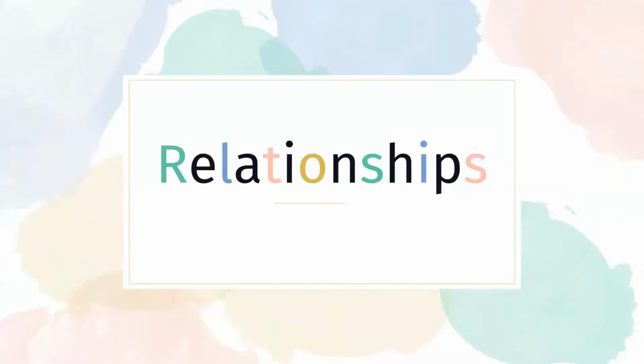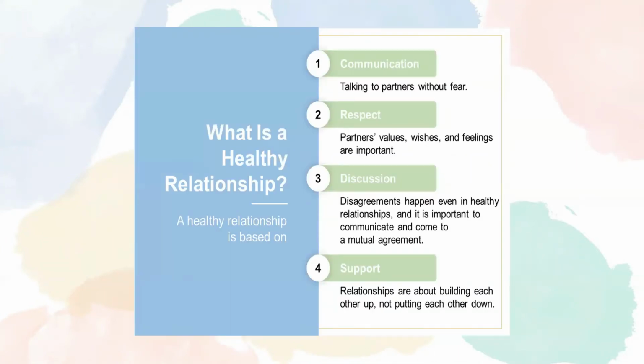Our next topic is relationships. So, what is a healthy relationship? A healthy relationship is based on one, communication, and this means talking to your partners without fear. Two is respect, making sure that your partner's values, wishes, and feelings are important and respected. Three is discussion. Discussion is talking it out and making sure that you communicate and come to a mutual agreement. And four, support. In a healthy relationship, it is important to build and support each other.